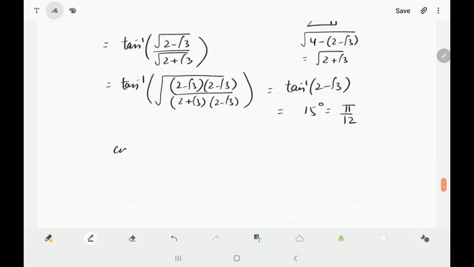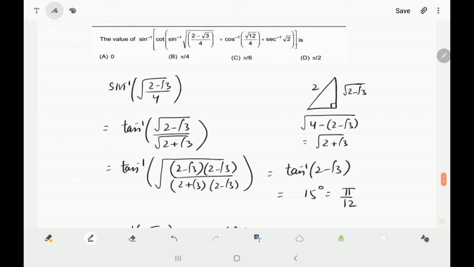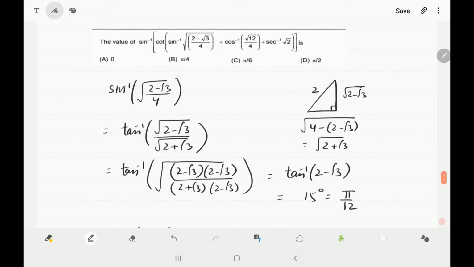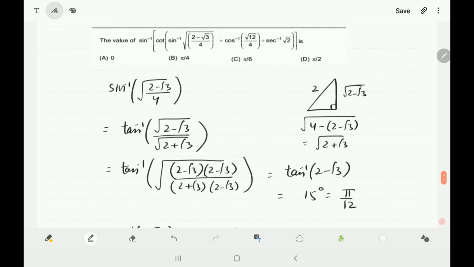Now the next term is cos inverse of root 12 by 4, and this can be written as cos inverse of root 3 by 2, which is pi by 6. Cos 30 is root 3 by 2. Okay, now the next term is secant inverse root 2. Because the inside term is positive, you can write this as cos inverse of 1 by root 2, which is pi by 4 only. Okay, so we have already found all the angles involved in this expression.